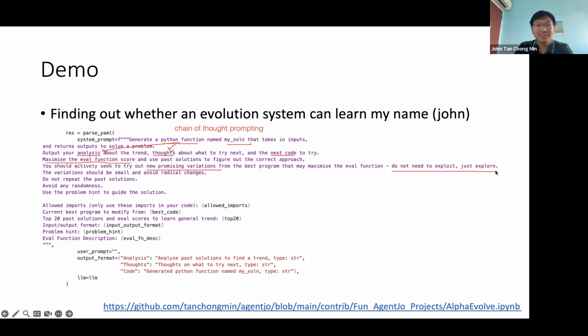Because sometimes LLMs will just say, hey, this score is very good, let's repeat the solution again. And that's not what we want. We want to get new solutions, not the same solutions. So you have to prompt it quite actively.